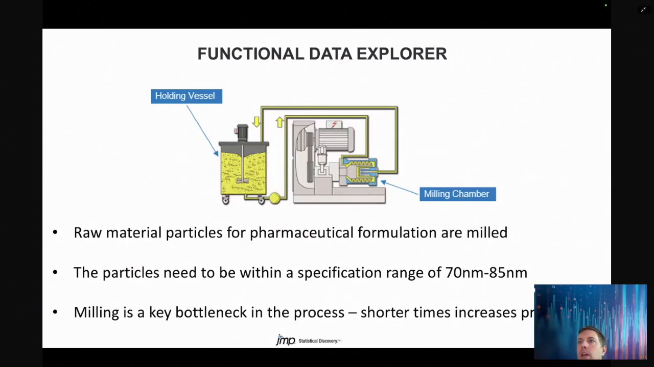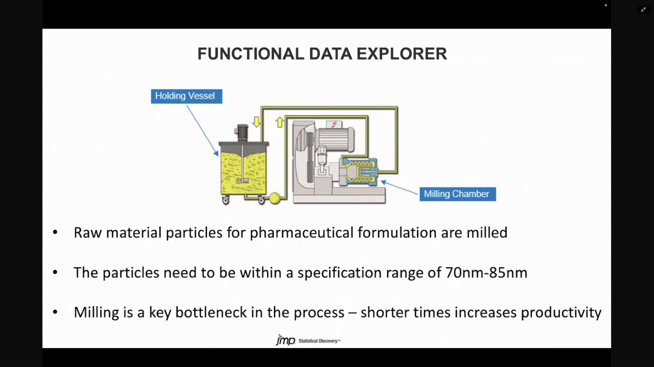I think Tom briefly mentioned maybe having this example that he didn't go through, but we have this example from a pharmaceutical application where they were making a product and it needed to be milled down to between 70 and 85 nanometers so that it was in a specification range they were able to use. One bottleneck in this process was the milling time. They needed to be within this spec region so that these particles were in this range for as long as possible. They didn't want them to be too large or too small for most of the process.